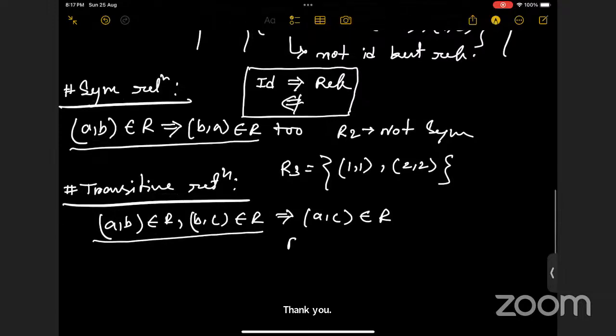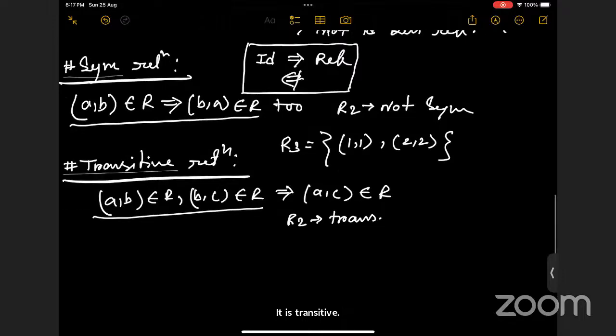What about R3? It is transitive too, ma'am. Why? Ma'am, it is transitive because as we see (1, 1), there will also be a (1, 1) available. So I think an identity relation is always transitive. It was the rule. Yes, ma'am, it is transitive. So R3 is also transitive.